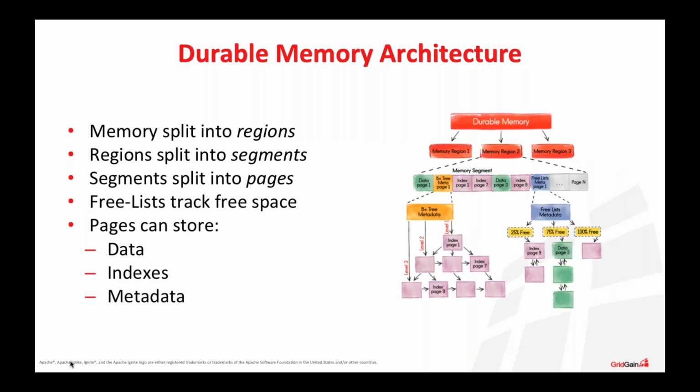So this is the new durable memory architecture that has been recently promoted with Ignite. We've got this notion of memory split into regions, regions split into segments, segments split into pages, and then we can see that the pages hold particular types of data. It could be data, it could be metadata, data about data, or it could be indexes themselves. There's a fair amount of information around this that's been published recently. So this is the approach that Ignite uses.